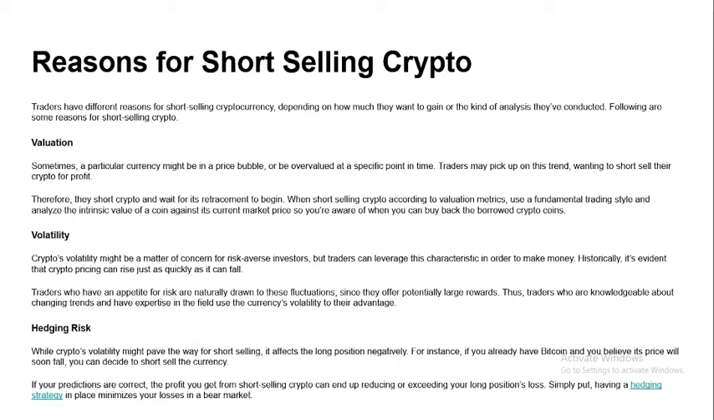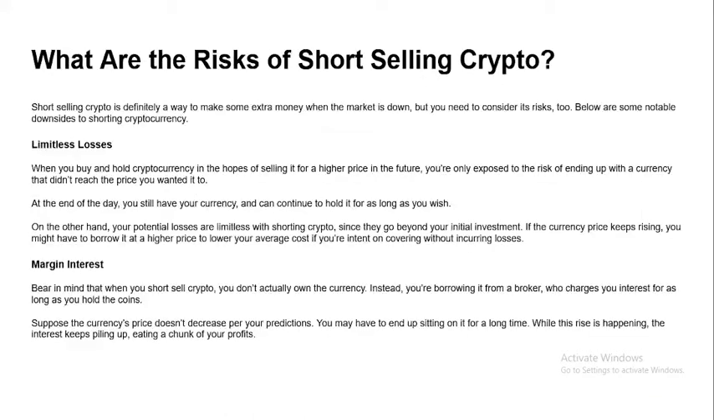Hedging risk. While crypto's volatility might pave the way for short selling, it affects the long position negatively. For instance, if you already have Bitcoin and you believe its prices will soon fall, you can decide to short sell the currency. If your predictions are correct, the profit you get from short selling crypto can end up reducing or exceeding your long position loss. Simply put, having a hedging strategy in place minimizes your losses in a bear market.